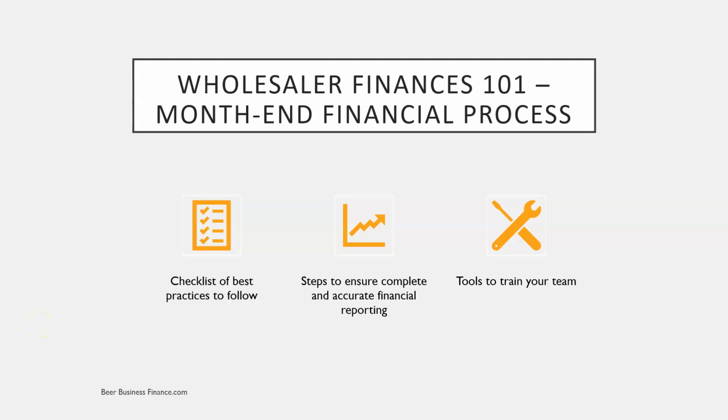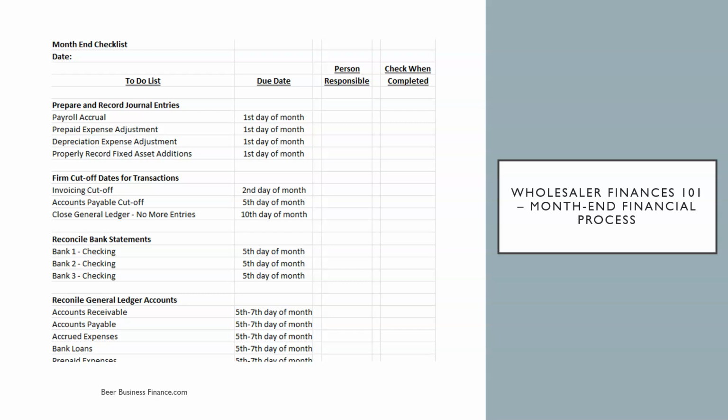Now, lastly, in our 101 section, I want to touch on the importance of a month-end financial process. So what I recommend is having a checklist of the steps that you're going to follow in order to close the month properly. So our goal is complete and accurate financials, and in order to do so, we need to follow a regular process to ensure that outcome happens. So this is an example of a month-end checklist you might want to borrow and use.